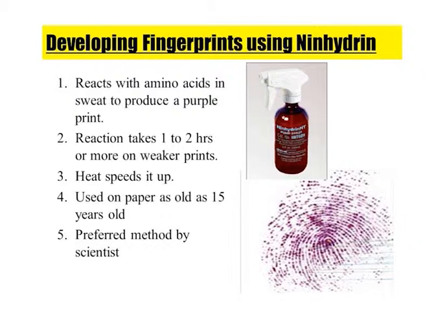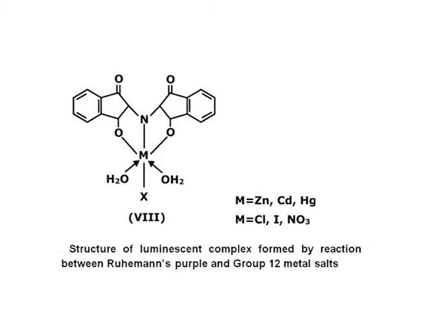However, since the concentration of amino acids in perspiration is usually quite low, the developed prints normally do not show a sharp contrast. In order to solve this problem, the developed prints are post-treated with a group 12 metal salt, generally zinc chloride. This interaction converts the non-fluorescent Ruhemann's purple into a luminescent complex, the structure of which has been depicted on your screen. The fingerprints developed by the ninhydrin zinc chloride method become highly fluorescent under argon laser light.